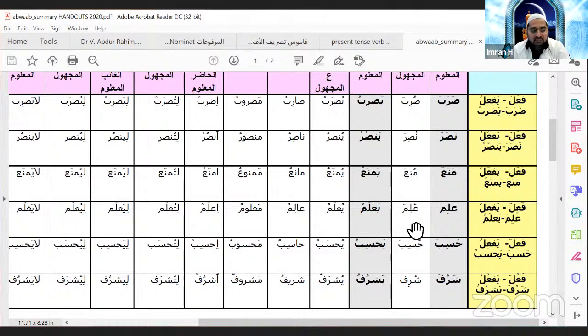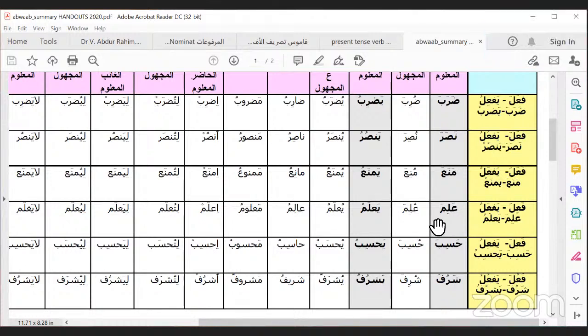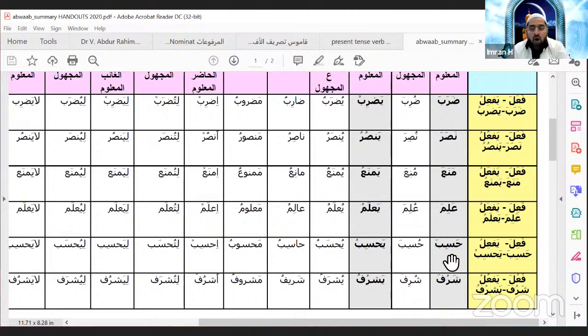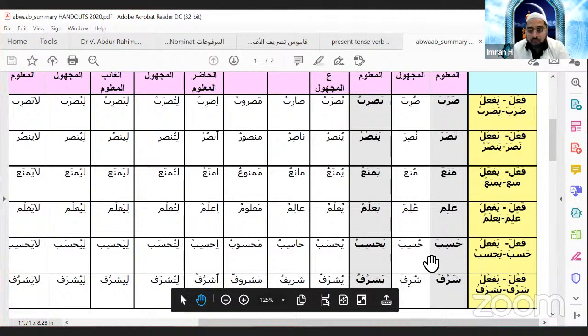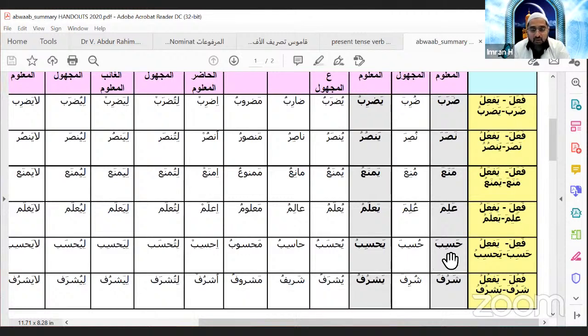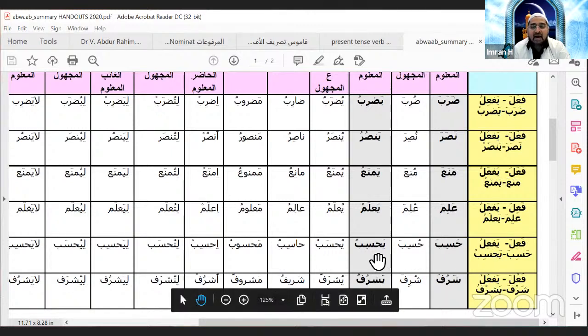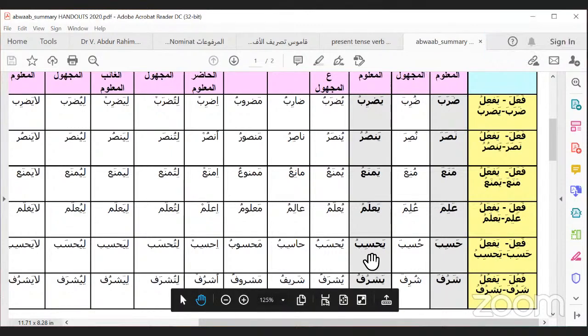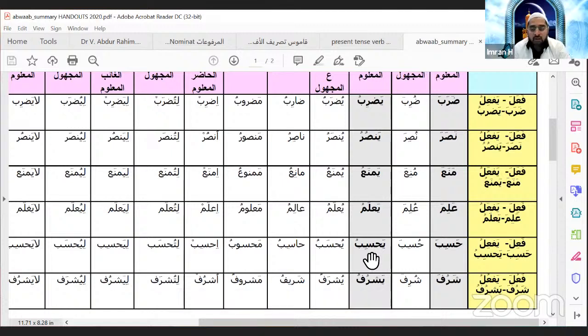The other pattern: any verb whose past tense has a kasra in the middle has 2 options in its present tense. Either it comes with a fatha or with a kasra. For example, hasiba, he counted. Hasiba is the same pattern as alima, but in the present tense it's yaf'ilu, yahsibu. So the point I would like to make is that any verb in the Arabic language whose past tense has a kasra in the middle has only 2 options in the present tense.